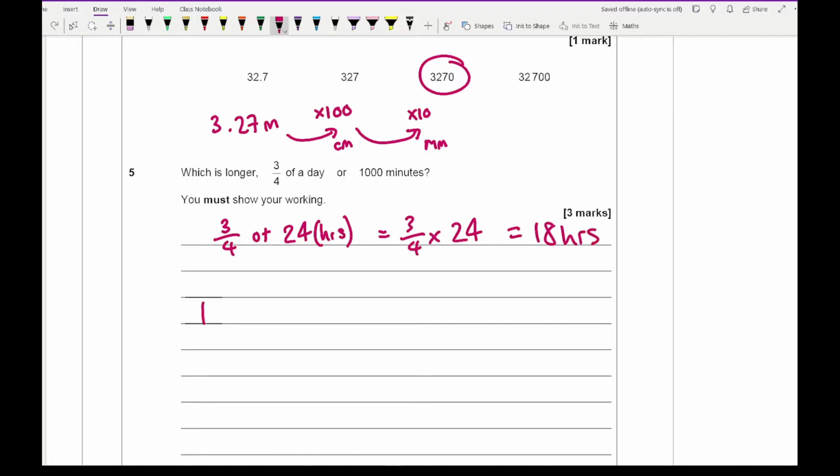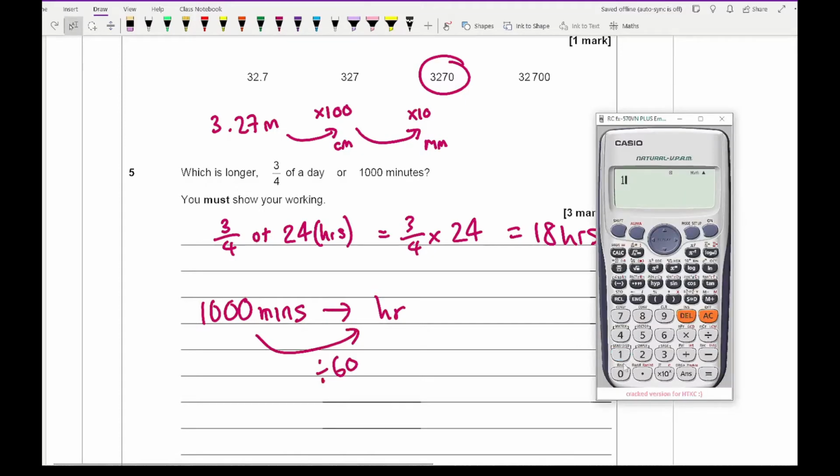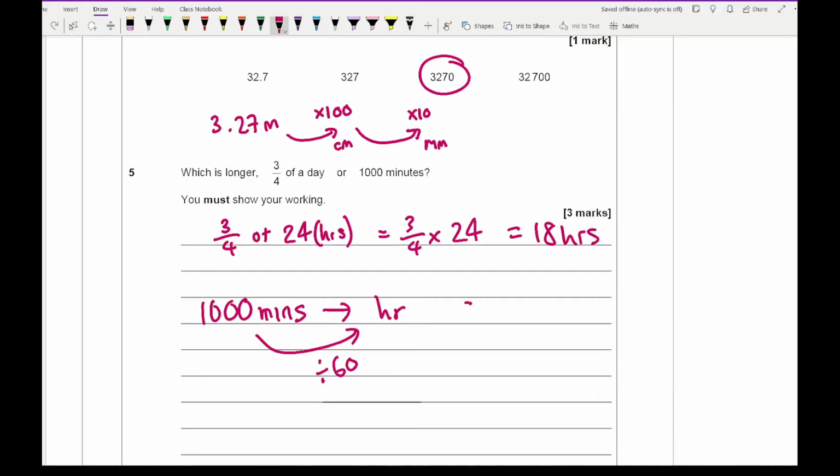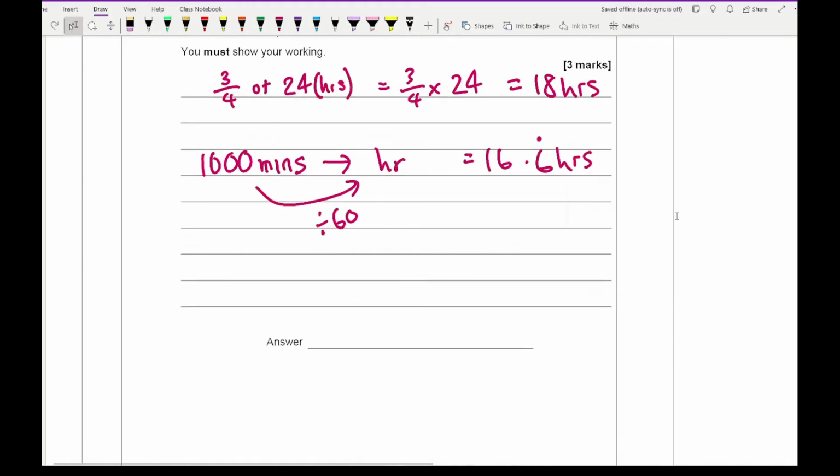Now here what I want to do is convert 1,000 minutes into hours. So how do I do that? Well, all I've got to do is divide by 60. So on my calculator we do 1,000 divided by 60 and we get the answer of 16.6 recurring hours. So from this, which is longer? Well, 3/4 of a day is going to be longer. So that's all we need to write here. Oh, if I can spell day, which I clearly cannot.